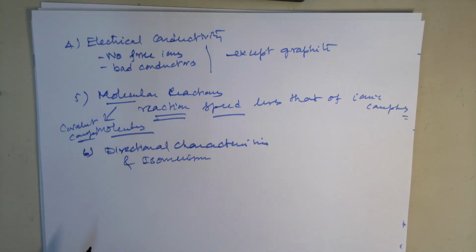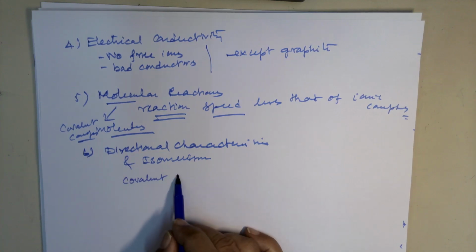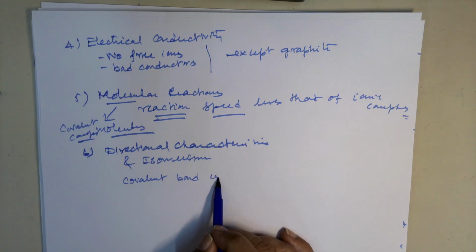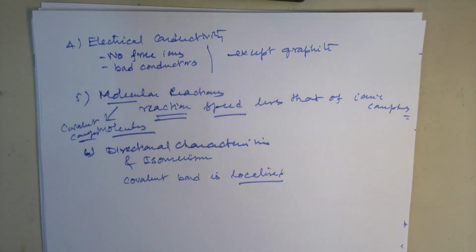Then directional characteristics and isomerism. Since the covalent bond is localized between the nuclei of atoms, it is directional in nature.